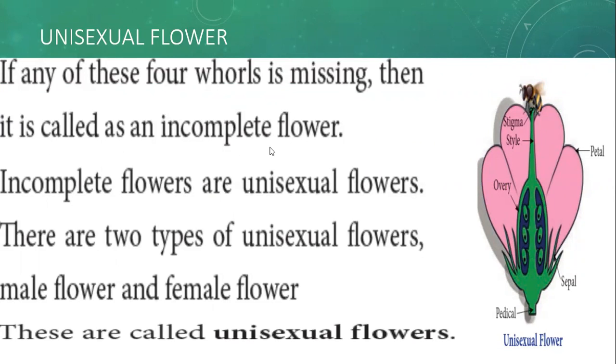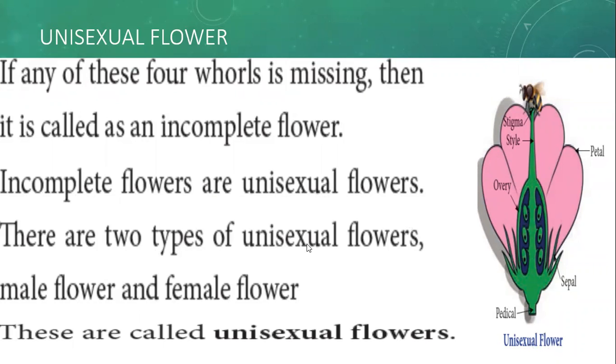If any one whorl of these four is missing, it is called what? Incomplete flower. If any of these four whorls is missing, then it is called an incomplete flower. The incomplete flowers are unisexual flowers. See this flower. This is a unisexual flower. Here calyx is present, corolla is present, but what is missing? Anther is missing. Androecium, the male reproductive part, is missing. Uni means one. Bi means two. So it is a unisexual flower. Only female flower. And also it is an incomplete flower.